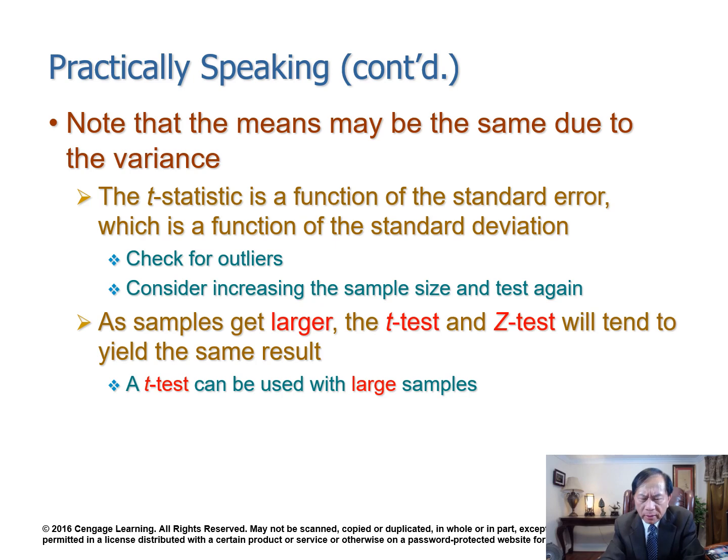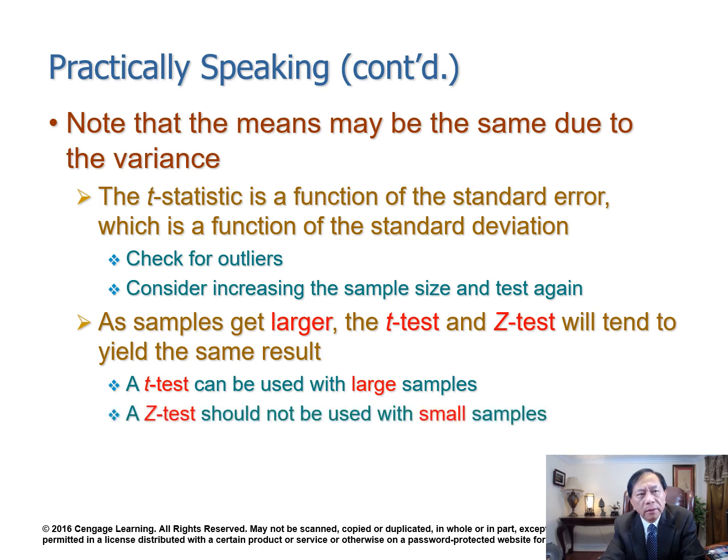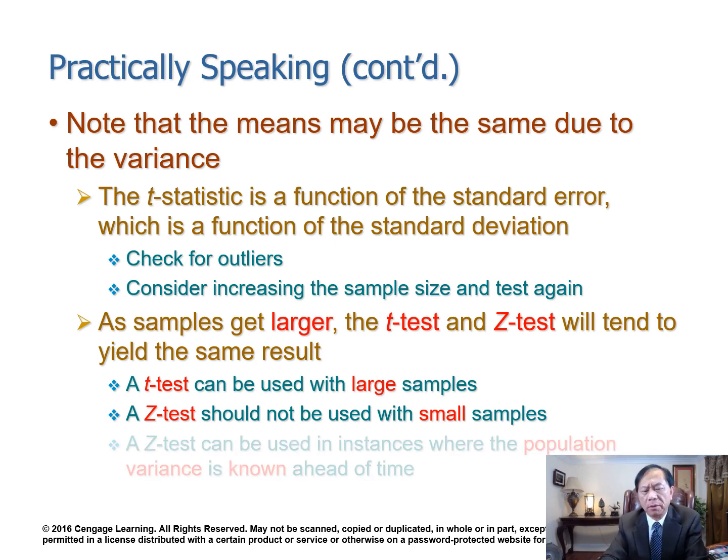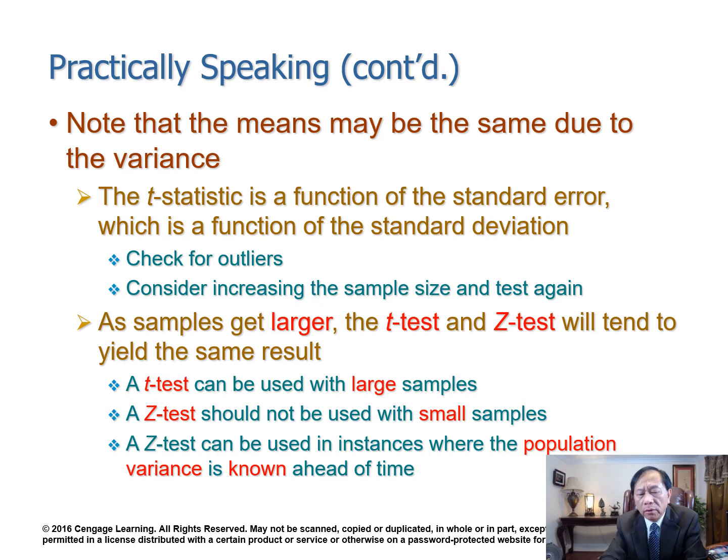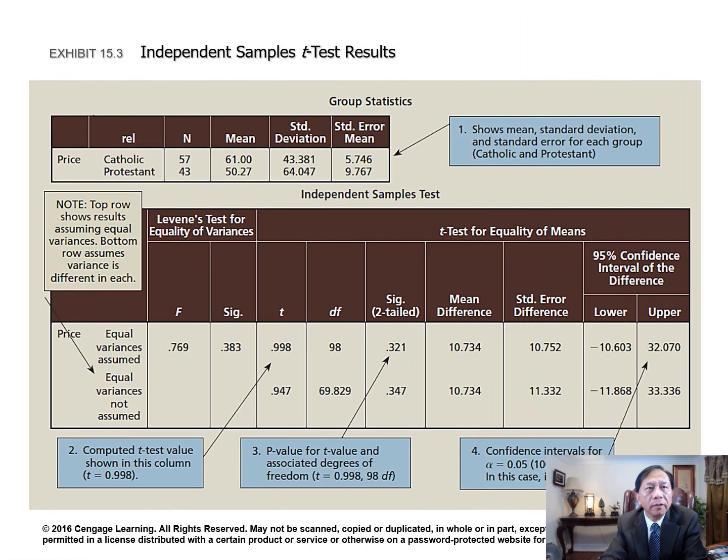Okay. A t-test can be used with large samples. A z-test should not be used with small samples. You cannot use a z-test with small samples. Okay. A z-test can be used in instances where the population variance is known ahead of time.